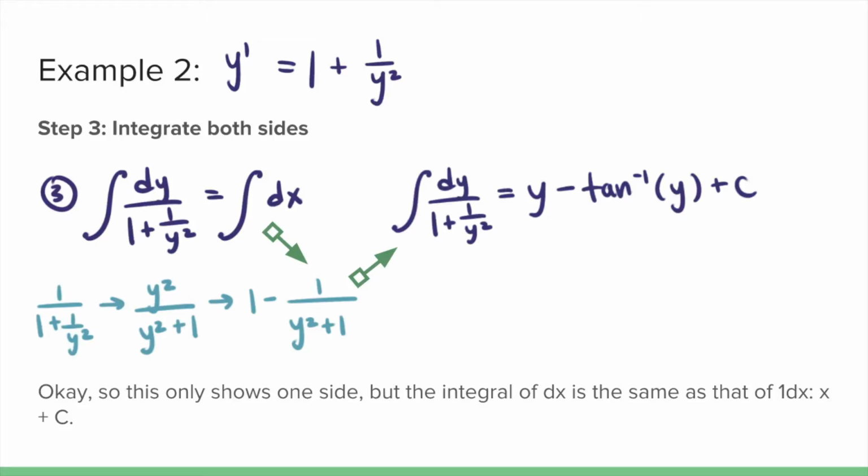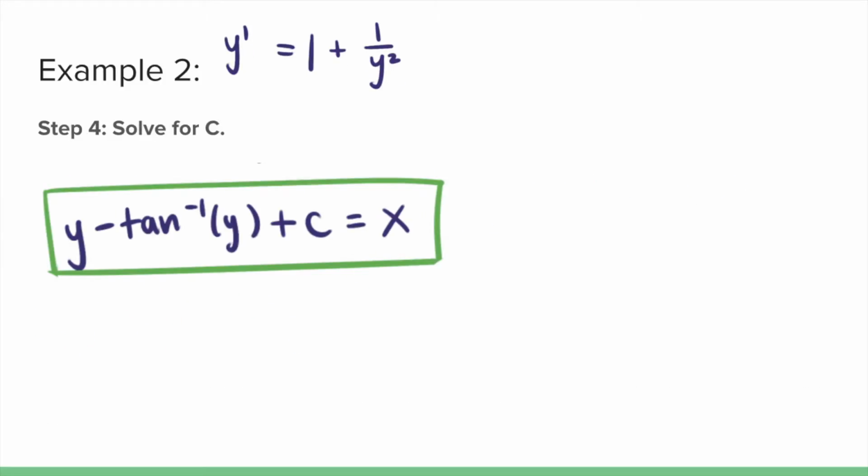But wait, there's more. Order now and you can receive a free negative arctan y plus c with your y. Remember, multiplying by common denominators can be a lifesaver. Now we have to solve for c, but how would we do that? I don't have any idea as to what c could equal.